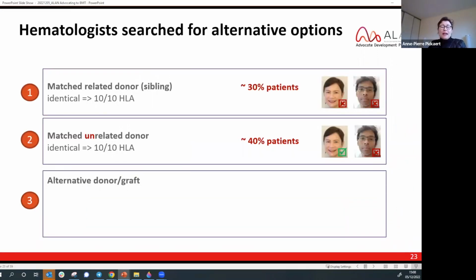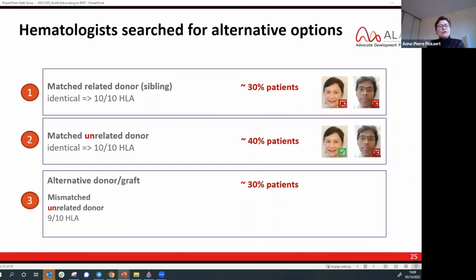So that at the time was really mind-blowing, that we didn't have equal access. For Tiana, for me, I mean, I was lucky. I had my 10 out of 10 HLA match, but for Tiana, the journey continued. So what hematologists do then is look for an alternative donor graft. And there are 3 options. That would be for the remaining 30% of patients.